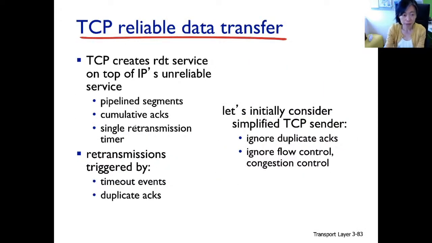These are the characteristics. First of all, it's pipelined. So we send packets back to back in TCP as well. We could have multiple packets in one flight. And the acknowledgement is cumulative, meaning the sequence number in the ACK indicates all the packets up to that number are received correctly. And there's only one retransmission timer for the entire flight of packets.